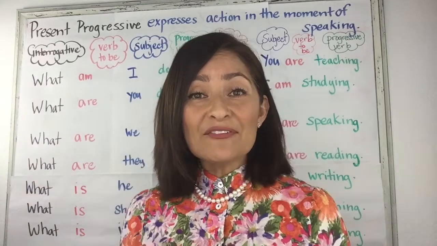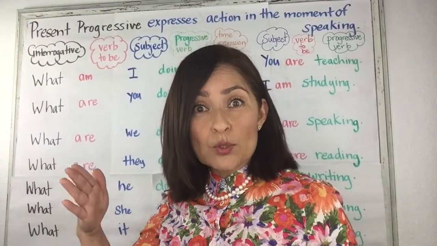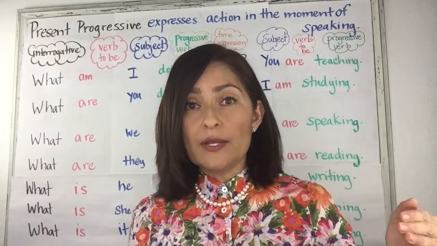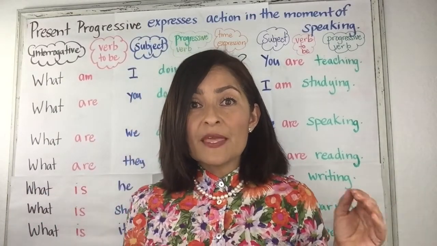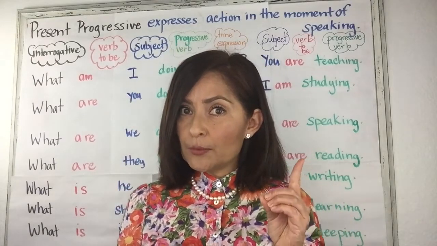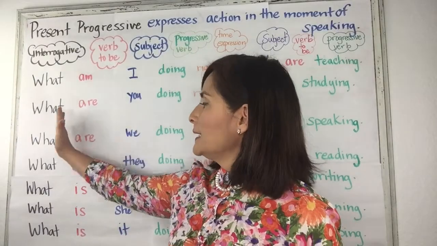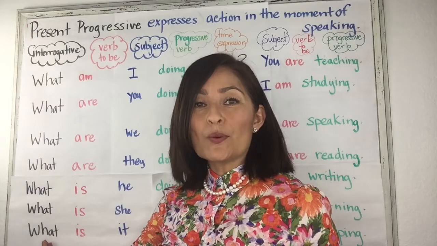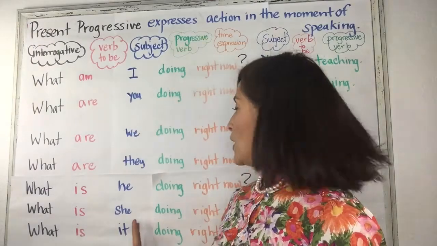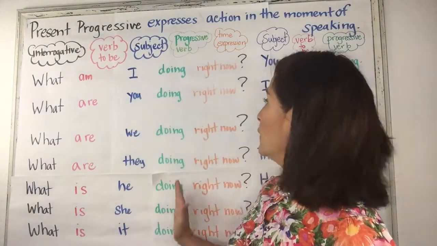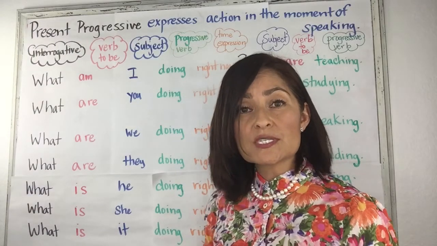Very good. In every language, it is important for you to know what word begins a question, what word is second, what word is third, and so on, and what word is first, second, and third in my sentence. That way, you are sure that you are speaking and writing correctly. In this tense, in this video, we begin with the question, what? That is my interrogative. That is first. Second is my verb to be. Third is my subject pronoun. Fourth is my progressive verb. And at the end, my time expression, which is right now.